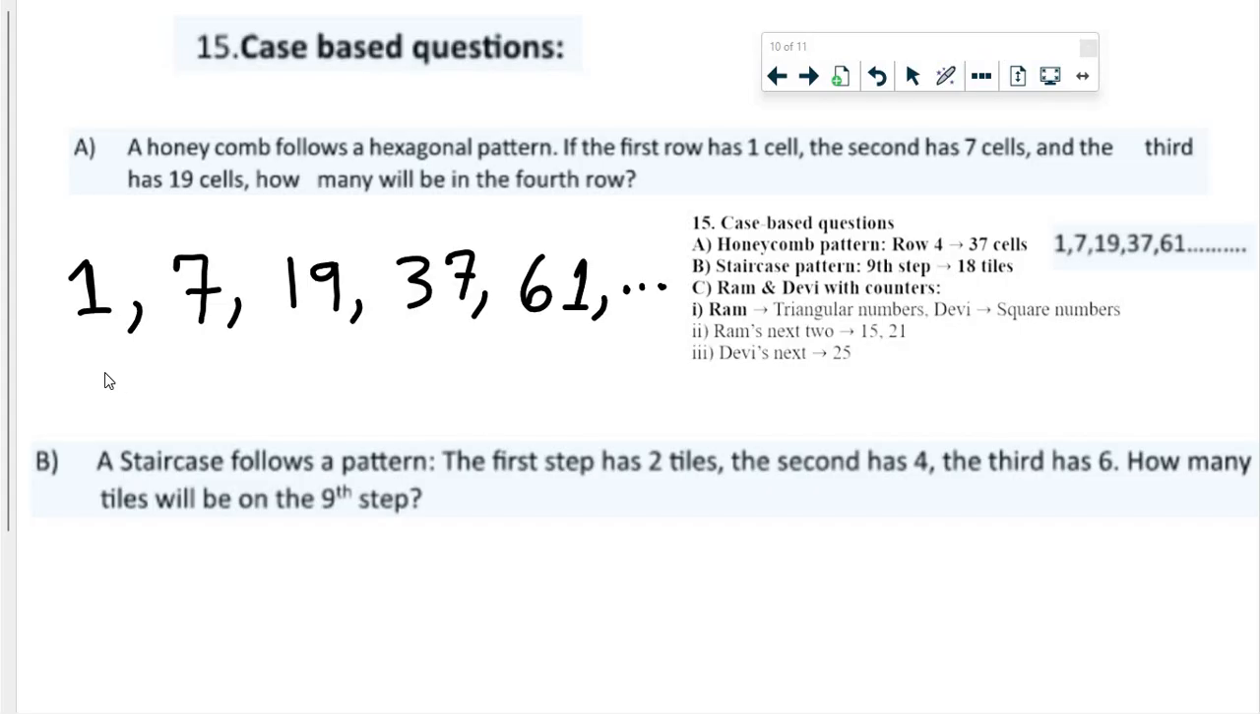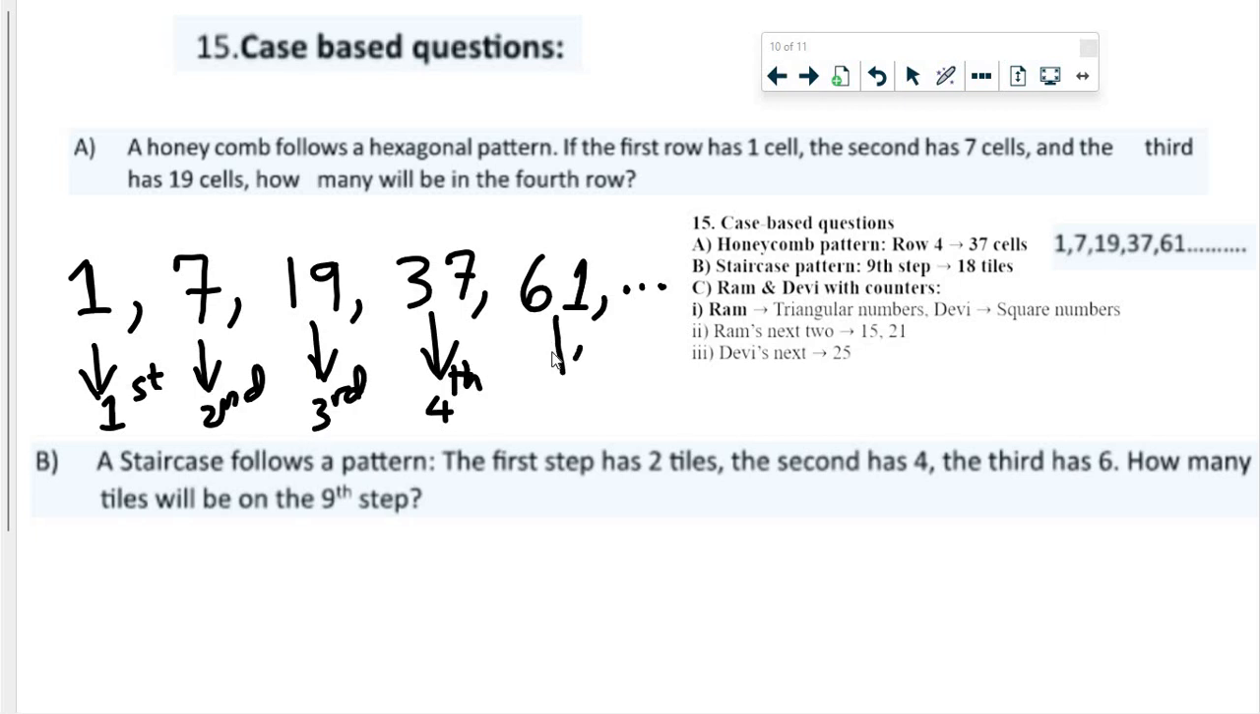You're going to try to memorize what hexagonal numbers are, and you have to remember them. So this is the first hexagonal number, second, third, fourth, fifth.